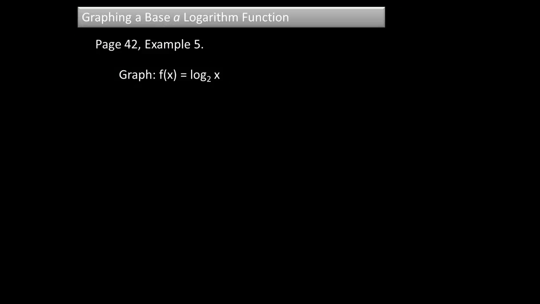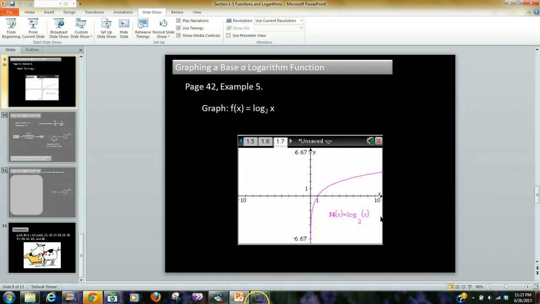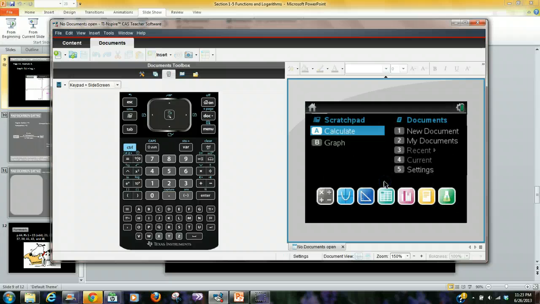And then the very last thing we're going to do is graph a base a log function. This can be found on page 42 of your textbook. This is example 5. The function we want to graph is f of x equals the log base 2 of x. So let me go ahead and bring up my Inspire just to show you how to do one of these. I'll get rid of the last thing I did.